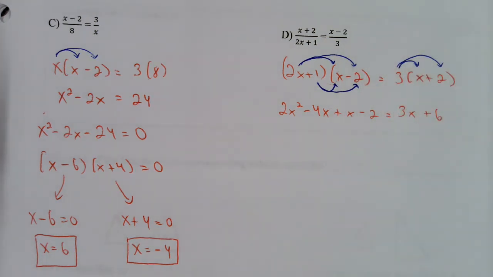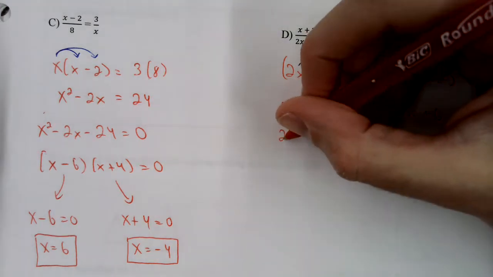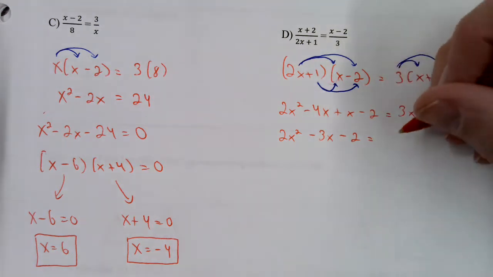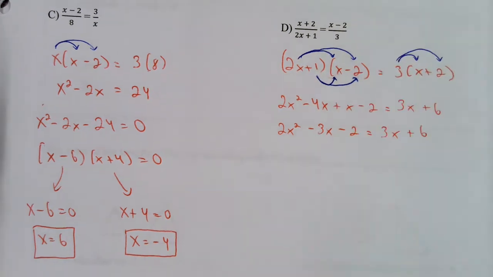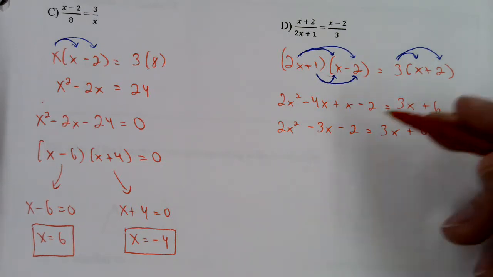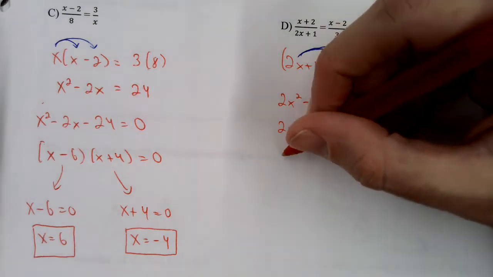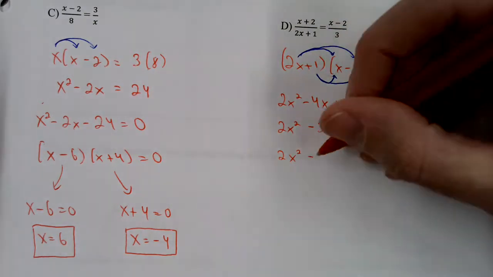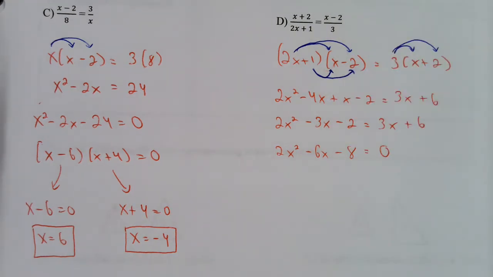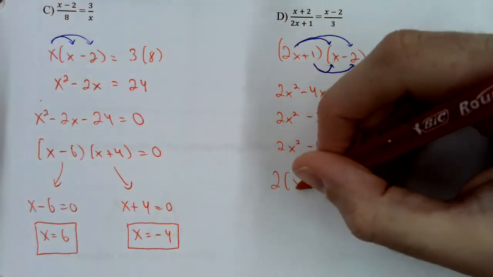So now let me combine my terms on the left. 2x squared minus 3x minus 2 equals 3x plus 6. Subtract 3x and subtract 6. I want to get it equal to 0, so I'll bring the 3x over and I'll bring the 6 over. What I can do now to make it easy is I can factor out a common factor on the left. Common factor of 2.